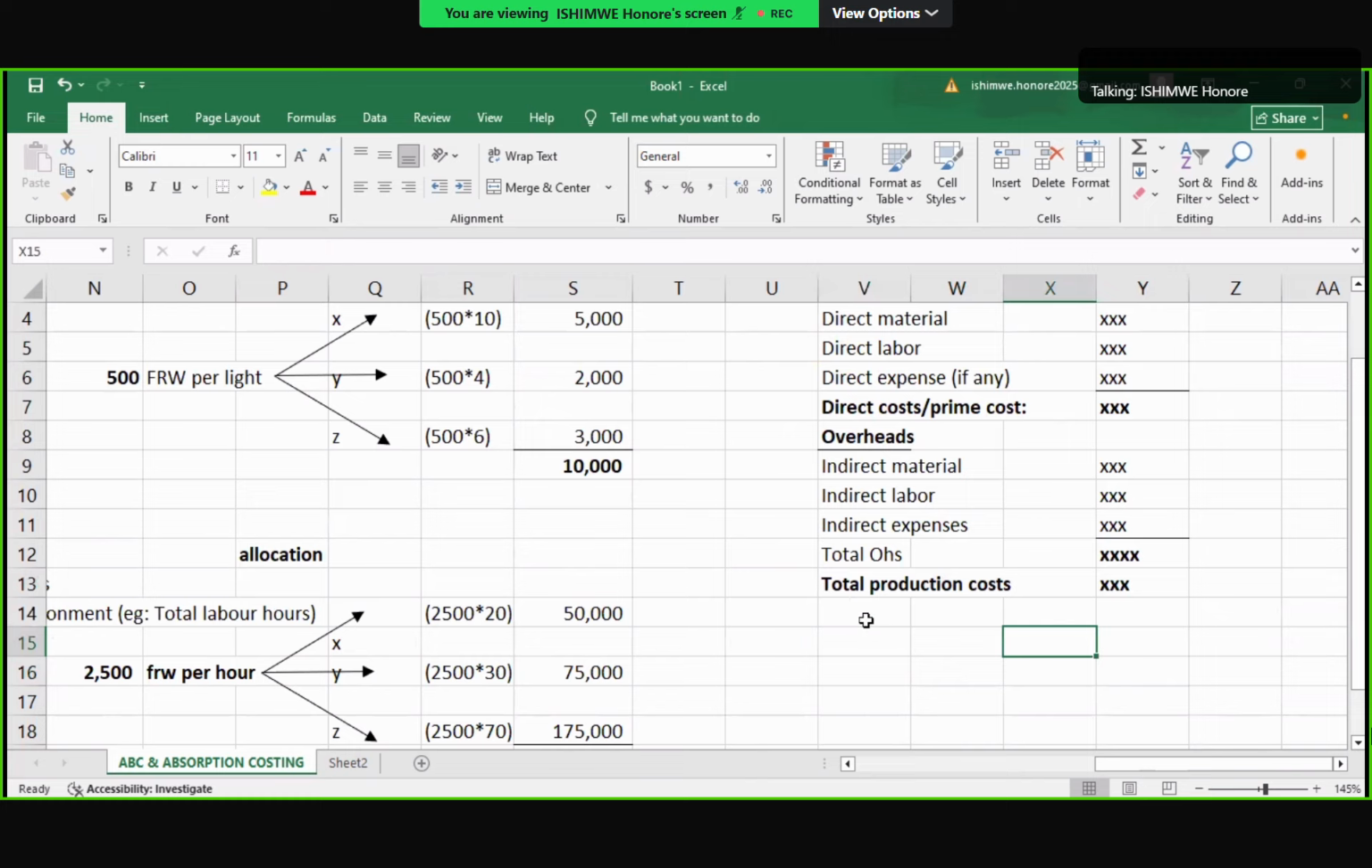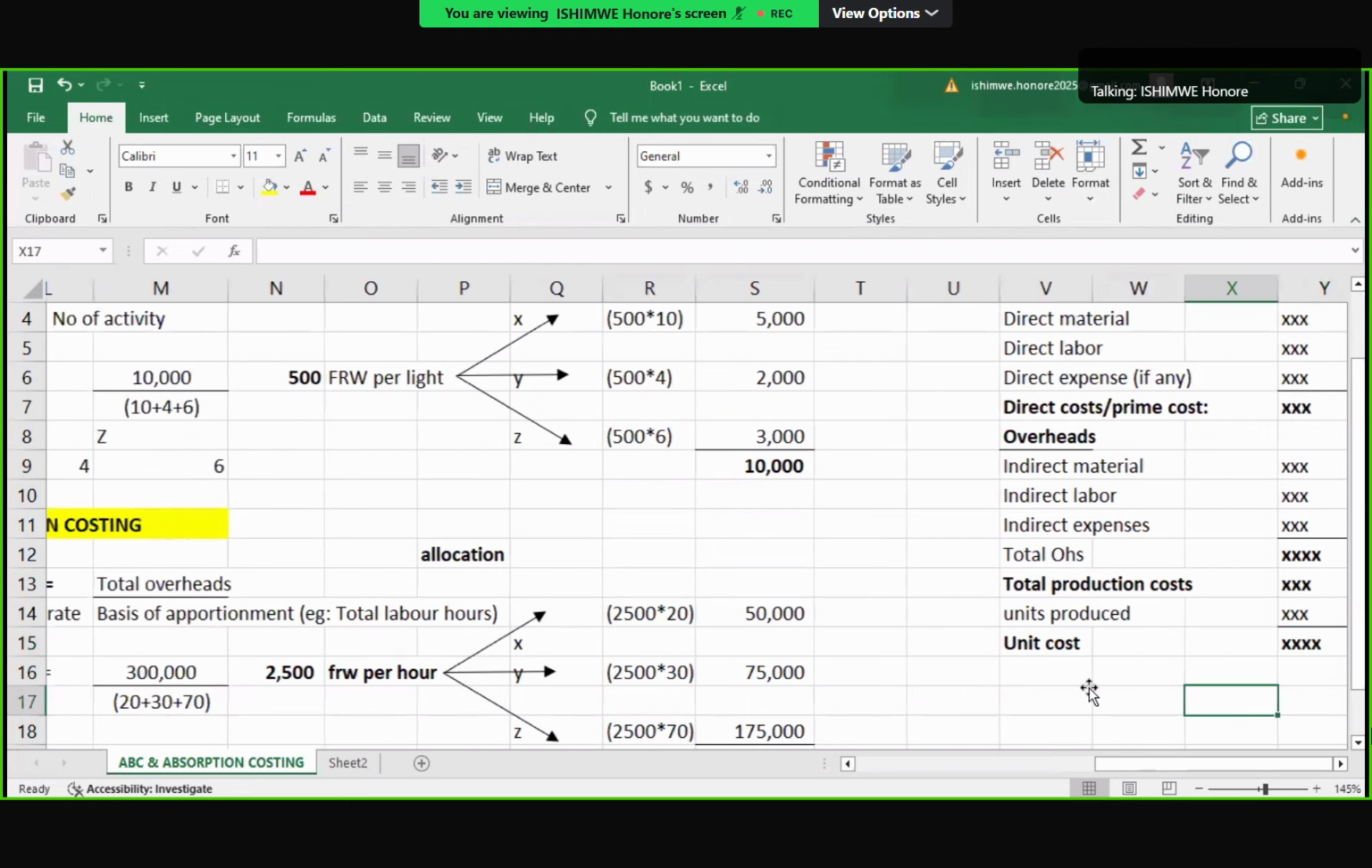Then, if this is the total for the whole production, you need to divide by the units produced. Then you'll have the unit cost, or cost per unit. If this is your number of units produced, you get the cost per unit.